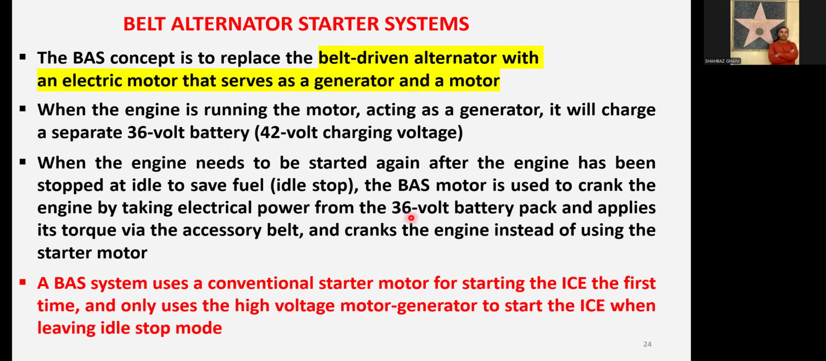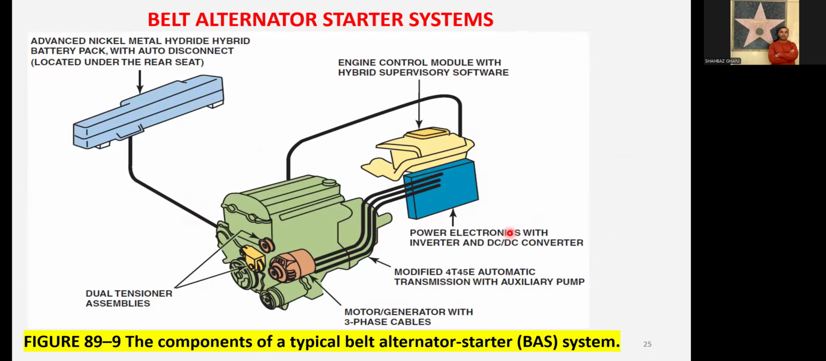power from that 36-volt battery pack and applies its torque via the accessory belts and cranks the engine instead of using the starter motor. The BAS system uses a conventional starter motor for starting the ICE engine. The first time it only uses the high voltage motor generator to start the internal combustion engine while leaving the idle stop mode. So this was the simplest configuration of a belt alternator starter system.